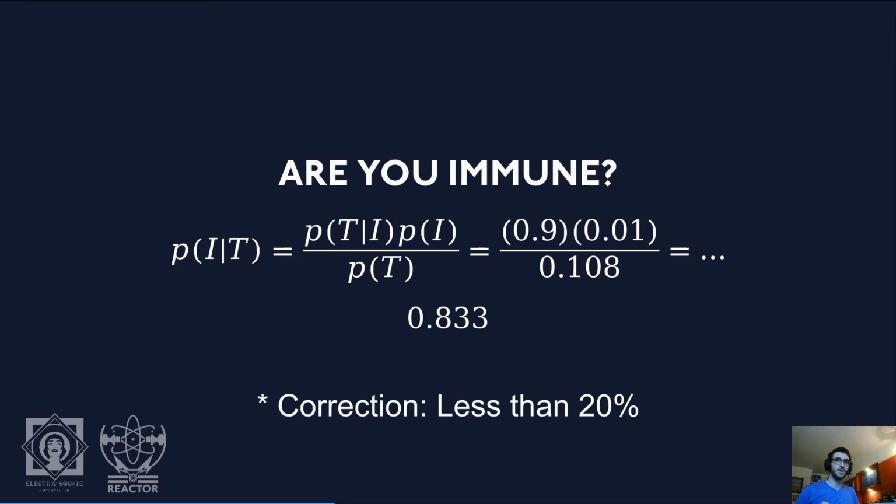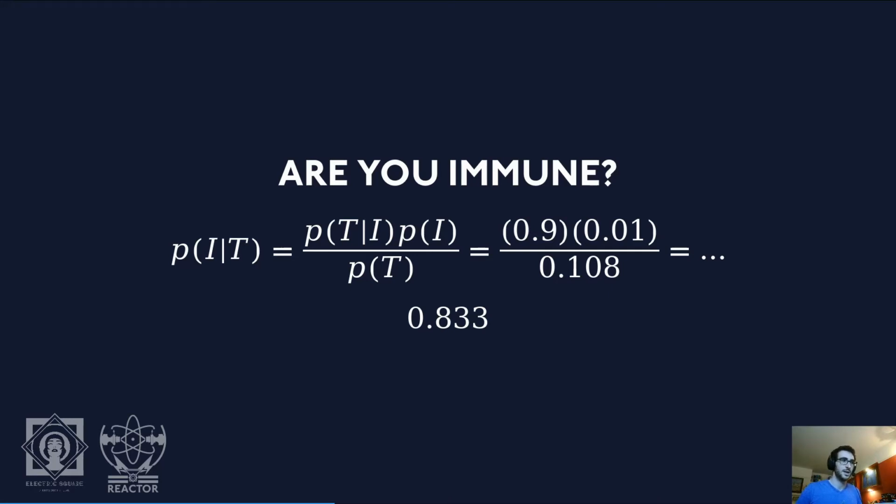So if you have this 90% accurate test, which tells you whether you're immune to a virus or not, and 1% of the population are known to be immune, so we know that roughly 1 in 100 people are going to be immune to this virus. If you take this test, and it tells you you're immune, it's actually only going to have a 10% chance of being true.